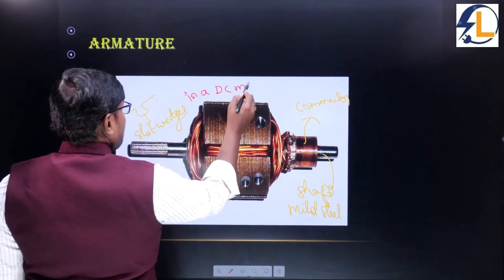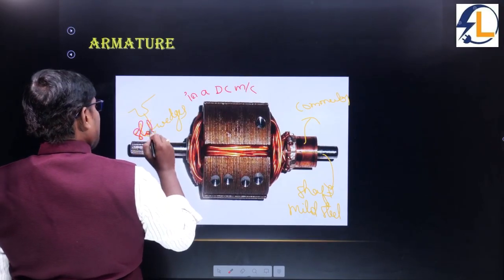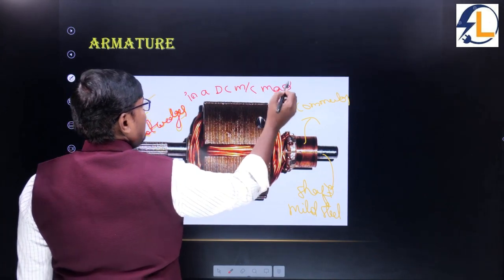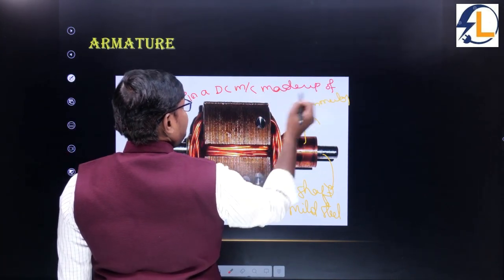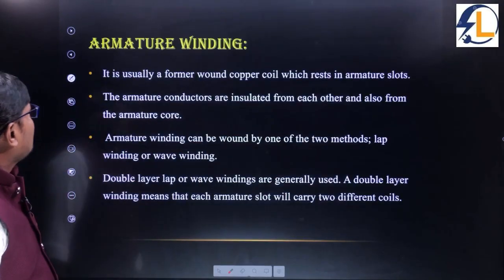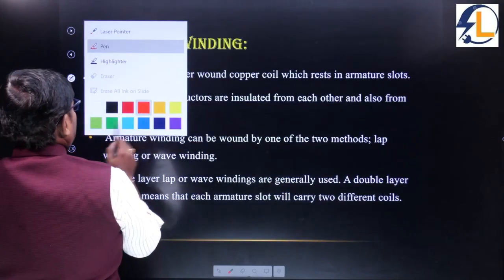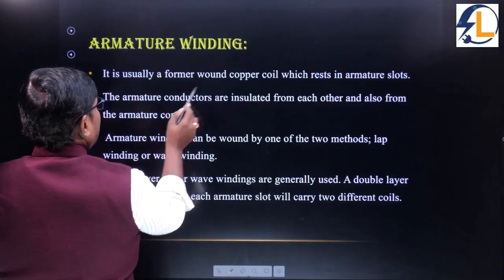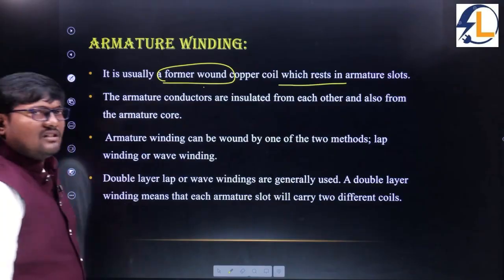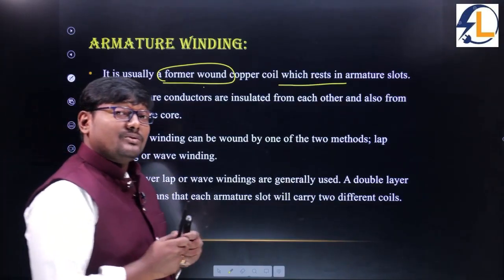Slot wedges in a DC machine are made up of fiber. Okay, so it is usually a former-wound copper coil which rests in the armature slots. Yes, a bunch of turns we are placing.